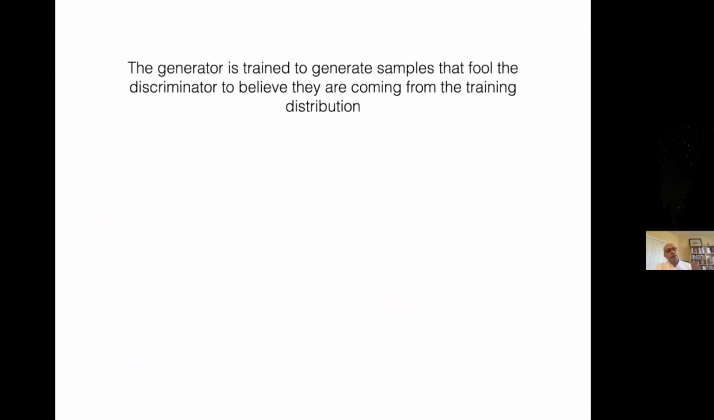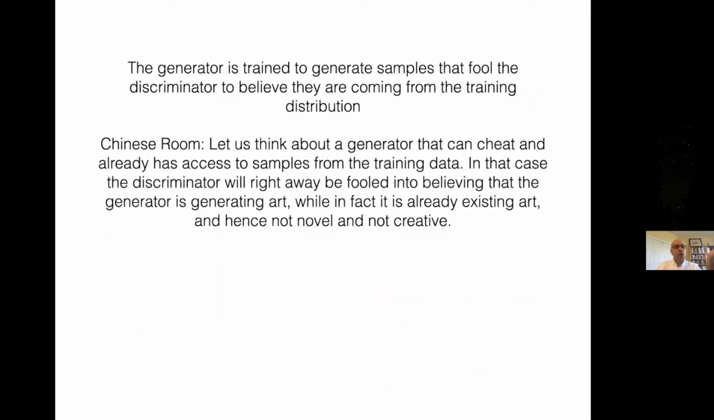However, there is a fundamental problem. The generator in a GAN is trained to generate samples that fool the discriminator into believing they come from the same distribution as the inputs. We can think of it as a Chinese room problem. Imagine the generator has access to actual images and can cheat. You can take actual images of art and just give them to the discriminator, and the discriminator can be fooled right away into thinking these are generated artworks.